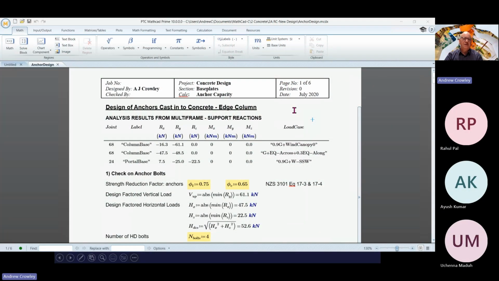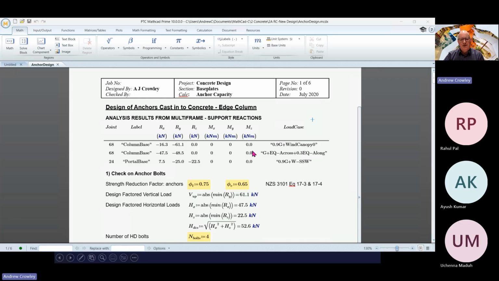So here is the Mathcad for the design of anchors cast into concrete. In this case, it's an edge column, so we've got limited distance in one direction. So your base plate is relatively close to the edge of your concrete foundation. We start with the input.